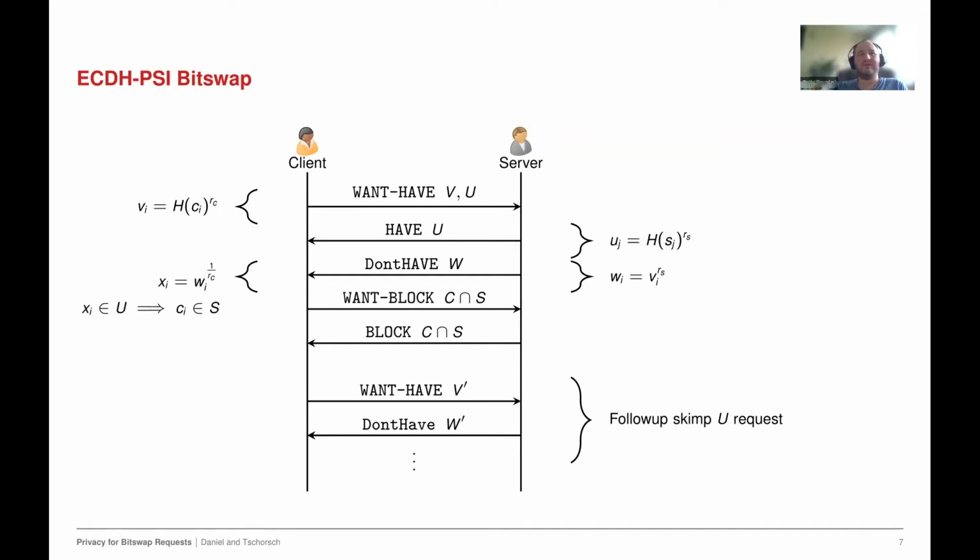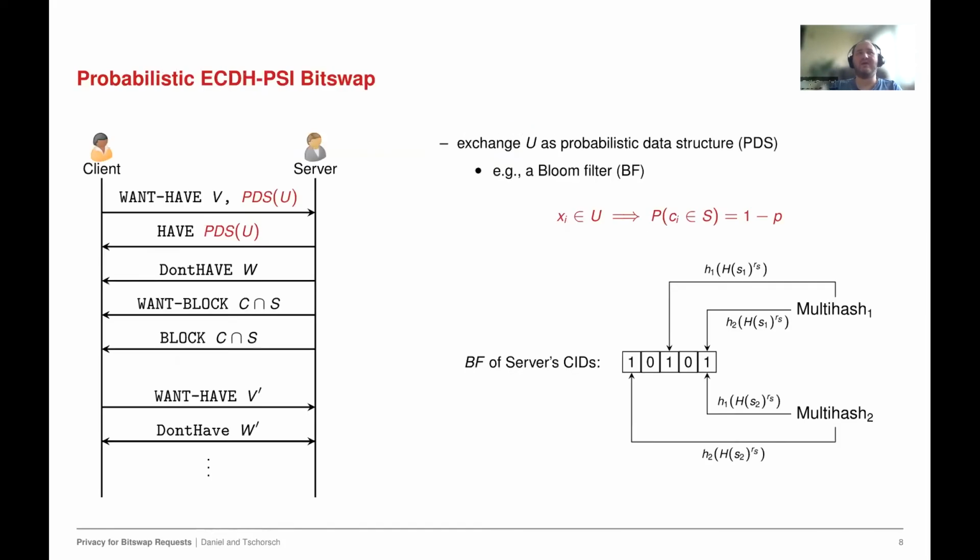Also here, again, requesting U is a one-time overhead as long as the set of the server doesn't change and can be skipped on follow-up requests. Now, we can already think about one improvement if you think about the probabilistic Bitswap, by making this a probabilistic ECDH PSI Bitswap. This is just changing U to a probabilistic data structure.